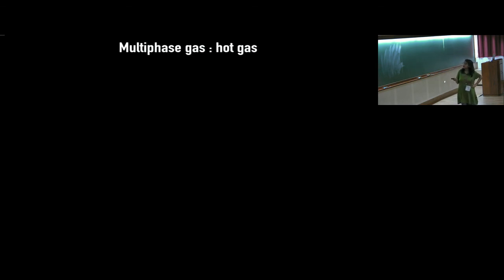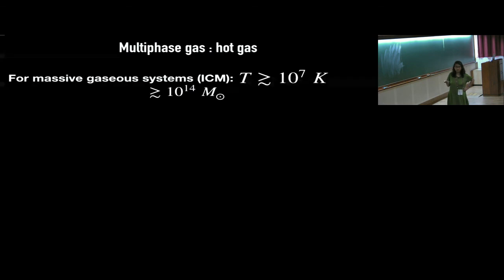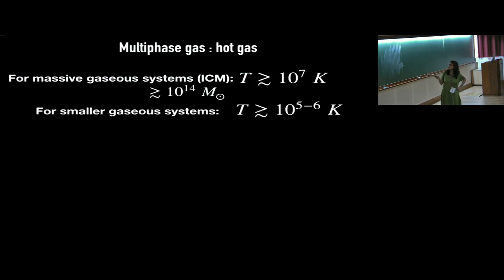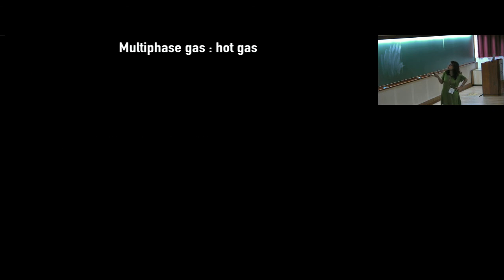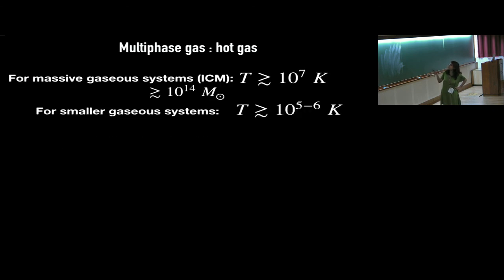So I will now tell more about the hot gas and the cold gas that I start with. For massive gaseous halos, as I said, the temperature is very high, and the masses are also greater than 10 to the power 4 solar mass. This is dark matter plus gas. For smaller systems, the gas temperatures are slightly smaller, and this is that emission line, hydrogen and helium line that I showed in the cooling function.